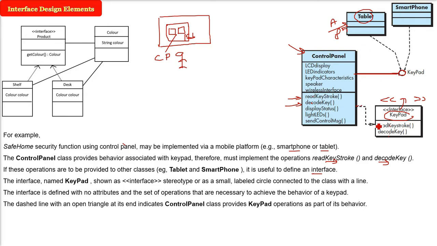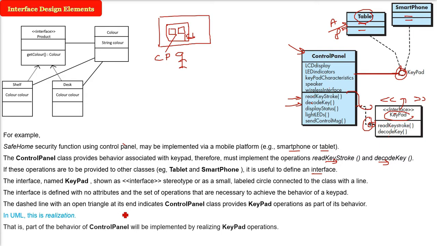If you have a control panel, there is a behavior called read keystroke and decode key that you need to implement. For the interface, it is given that this is there, but you have to implement it while actually doing it. When you are doing it with the keypad, the same is true with the tablet and the smartphone or any other device. See, in UML, this is called realization.